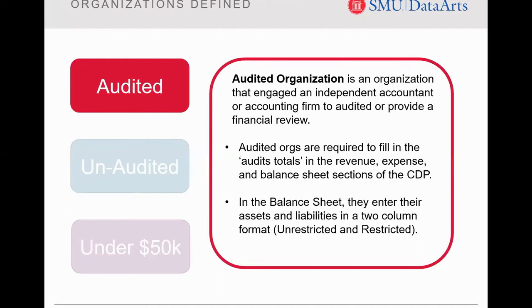For example, you will be required to fill in the audit totals in the beginning of the revenue, expense, and balance sheet sections. And in the balance sheet, you'll enter your assets and liabilities in a 2-column format with unrestricted and restricted columns. If this is not you, feel free to join us next Tuesday for a look at the profile specific to unaudited organizations. But if you're in the right place, that's great.